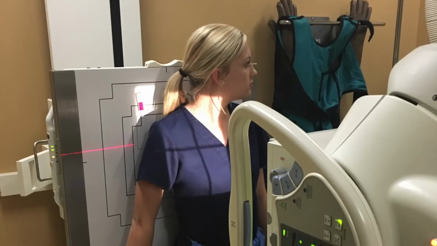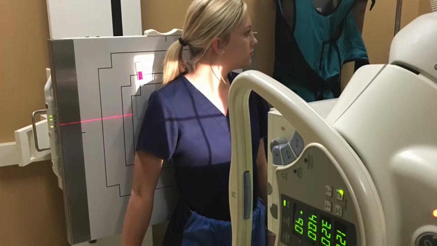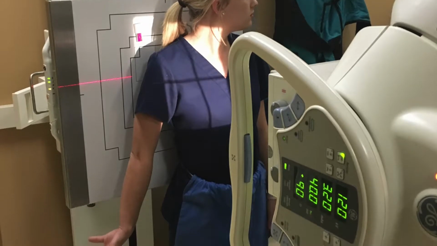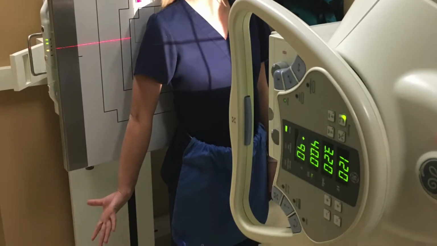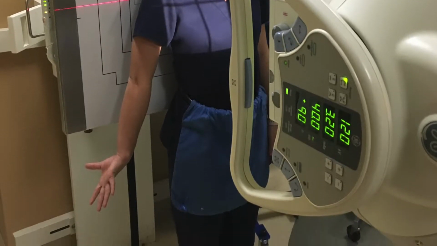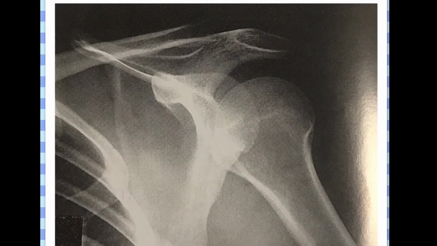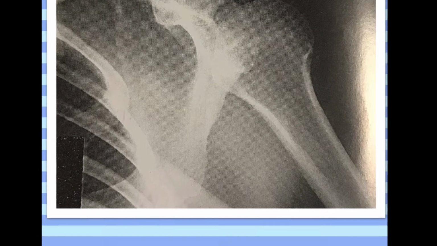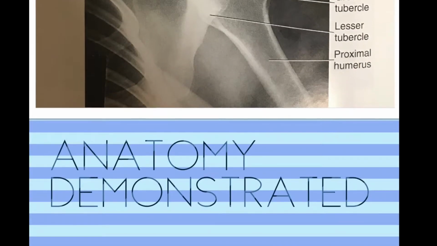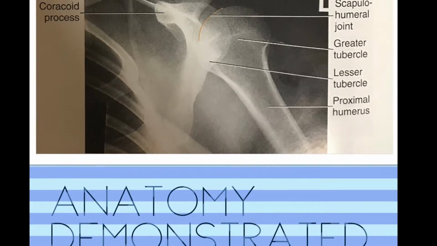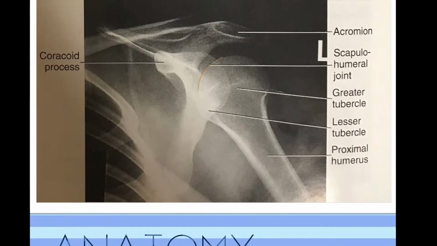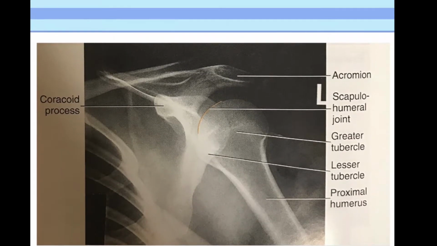For an AP internal projection, everything will be the same as the external, except the patient's hand will now be pronated and arm will be internally rotated. Epicondyles will be perpendicular to the IR. The anatomy demonstrated for an internal projection of the shoulder will be the same as the external projection, except the internal rotation is evident when the lesser tubercle is visualized in full profile.